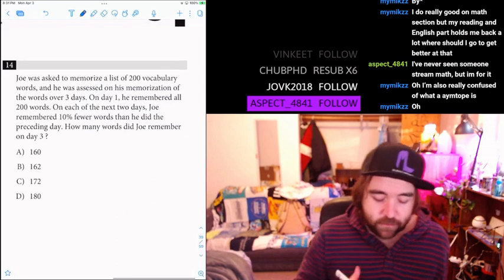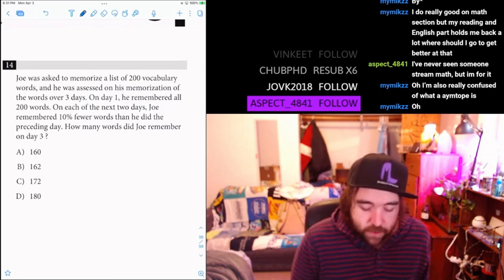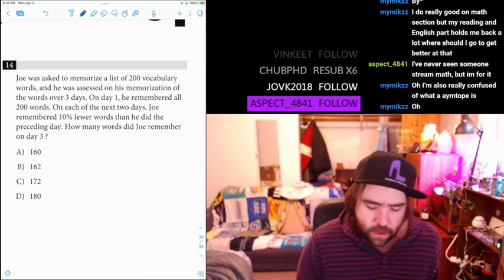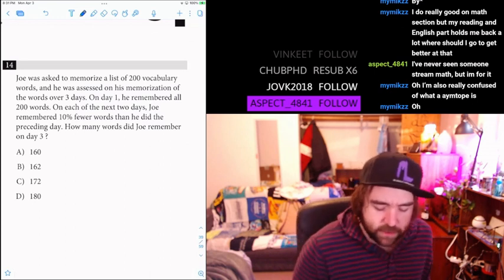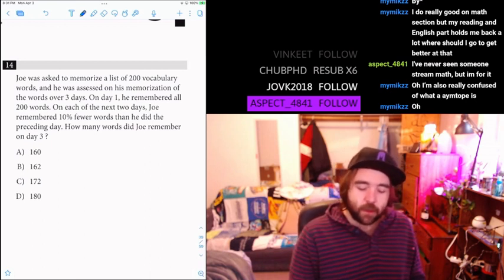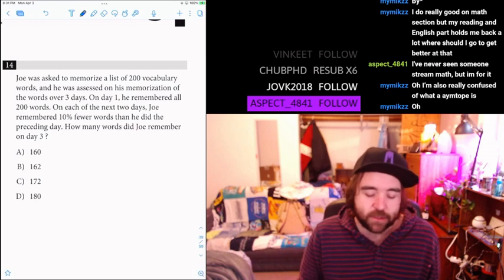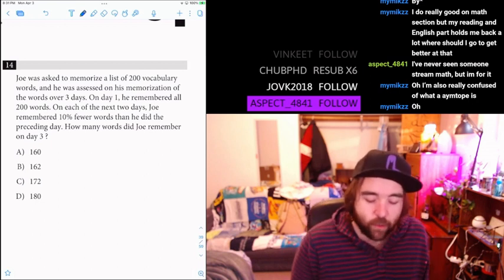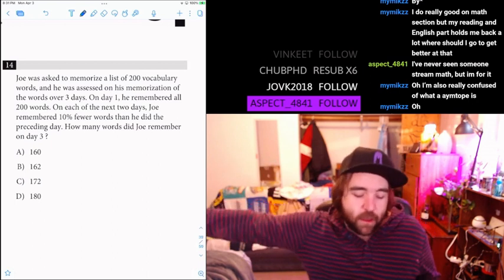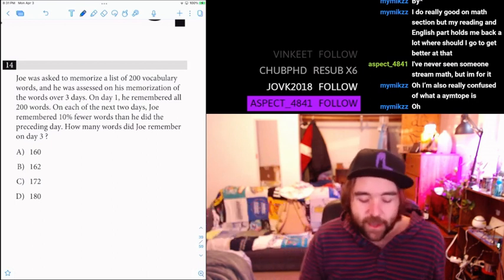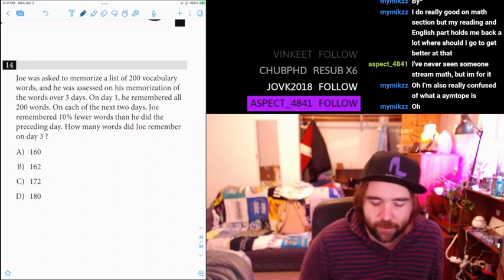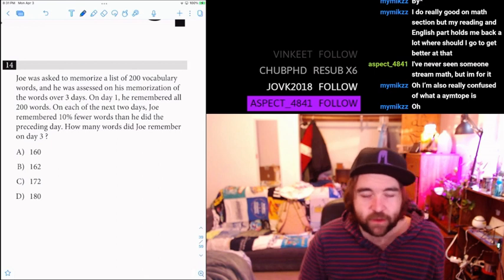Joe was asked to memorize a list of 200 vocabulary words. He was assessed on his memorization in 3 days. On day 1, he remembered all 200 words. Good for him. On each of the next 2 days, he remembered 10% fewer words than he did the preceding day. That's an asymptote right there, right? Because theoretically, that's a good example of a real-life asymptote. Theoretically, he would always remember some words if you take this forever, if he forgets 10% every day. But in real life, he probably would get to 0. Also, half-lives of radioactive stuff or non-radioactive stuff, like carbon dating.